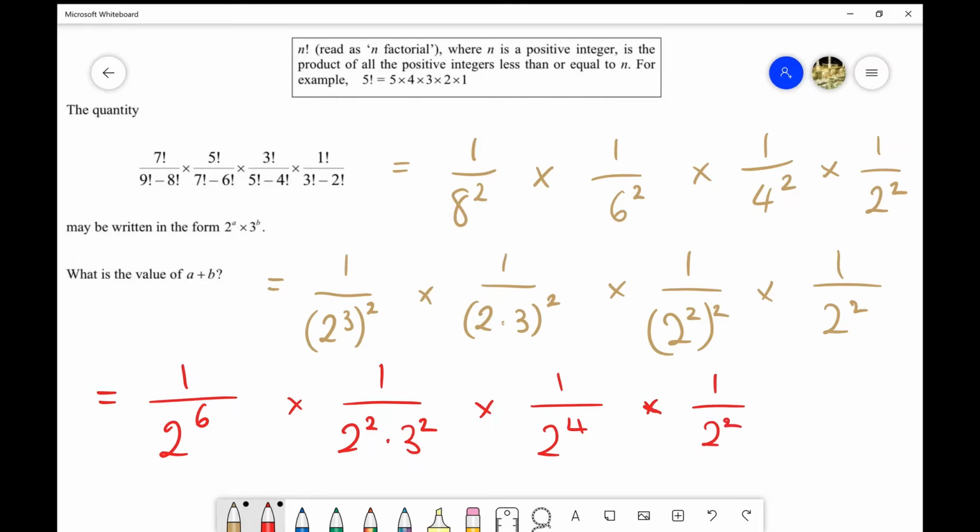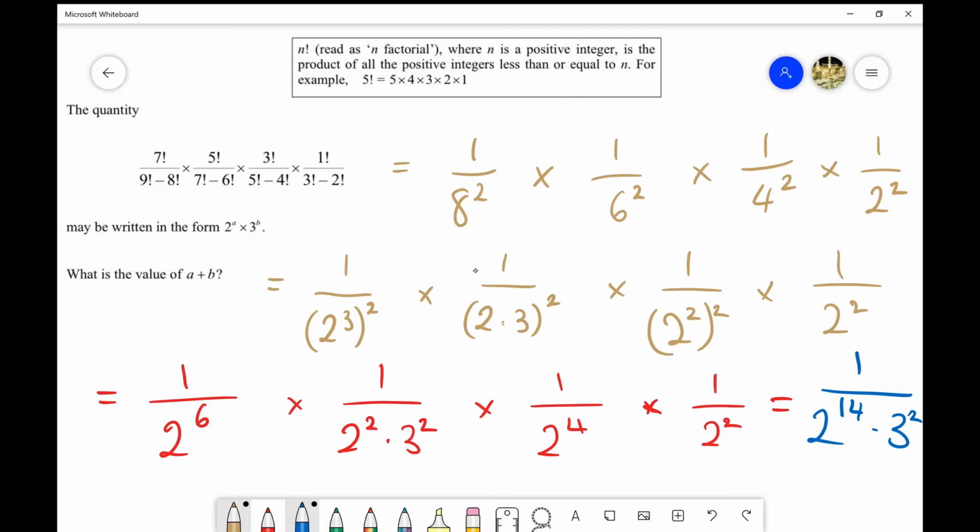Now at this point I'm just going to try and collect everything up. Since I'm multiplying, I can just add up all of the powers, and I get, I'll change it to blue. Blue's nice. I get 1 over, because 1 times 1 times 1 times 1 is 1. Here I'm just going to add the powers of the 2. I get 2 to the power of 6, add 2, add 4, add 2 is, what is that? 6 add 2, it's 14. And the 3, well, there's just 3 squared.